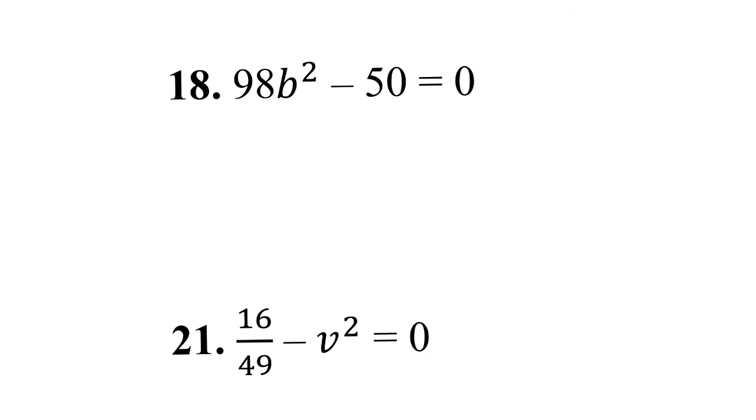Let's do number 18. 98b squared minus 50 equals 0. First of all, remember that in order to use the square root rule, you guys need to have the variable that has a square by itself. So the b squared has to be by itself. I am going to add 50 to both sides because I need to get everything on the other side.